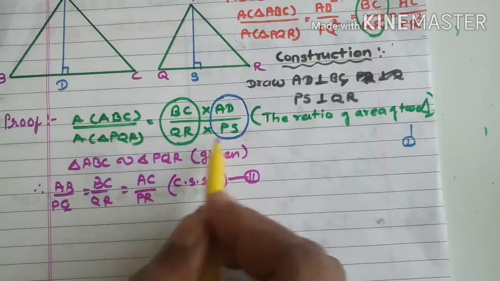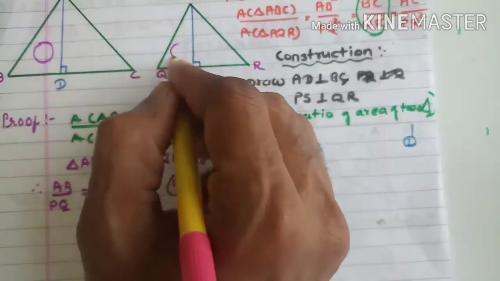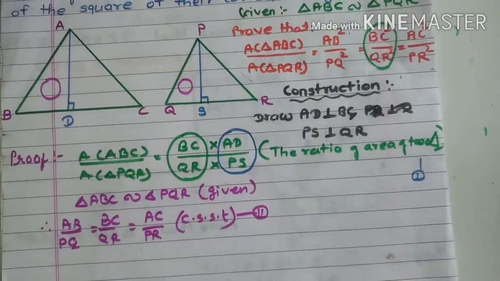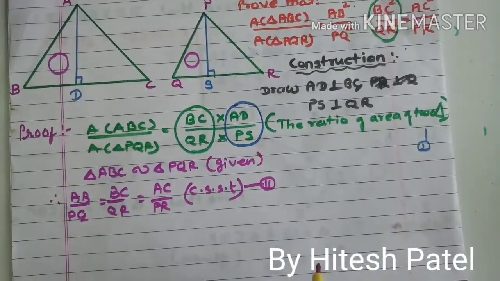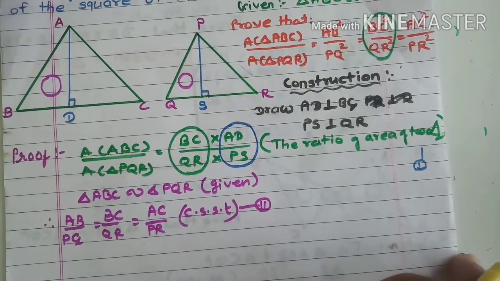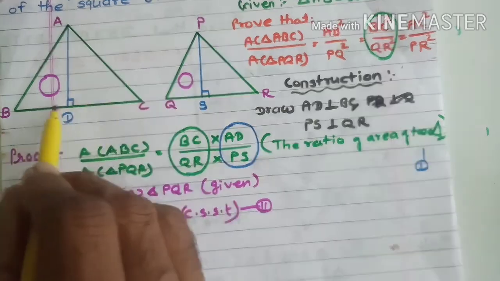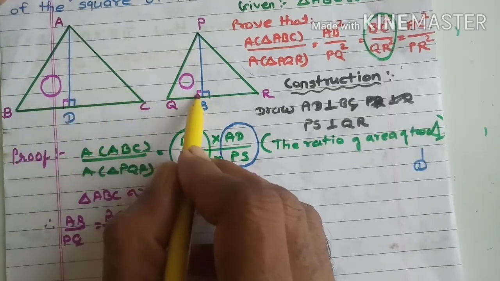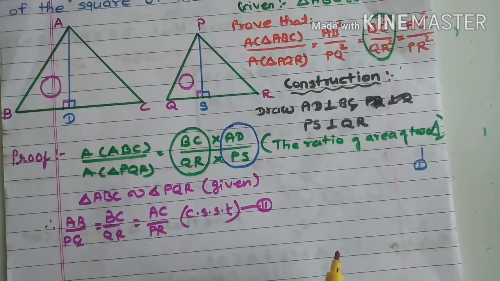Okay, so to reach this we have to prove these two triangles also similar, the smaller ones, ADB and PSQ. How is it possible? Once again, check whether they are similar by the AA test or not. See, we have 90-90: angle D is 90 and angle S is 90, so one pair of corresponding angles are equal. Now we need to find another pair of angles which are equal.